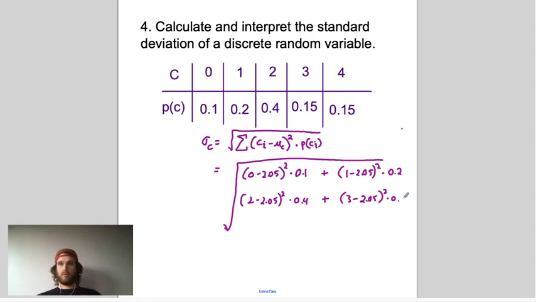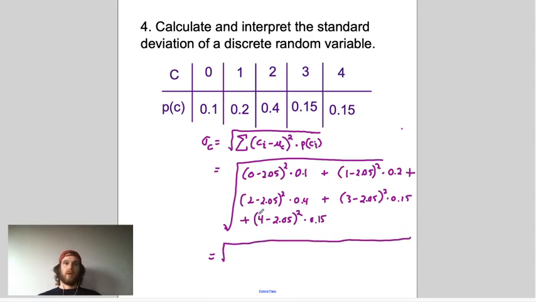Try that one more time. It's better, and I'll put a plus there, and plus 4 times, if you're doing this on the AP exam, I'd maybe try and put it all on one line, if you could. 4 minus 2.05 squared times 0.15. Sweet. All right, so we've got the sum, we've plugged in all the things times their probabilities, and now you just got to sit and do math, and you end up getting the square root of a lot of numbers added together.